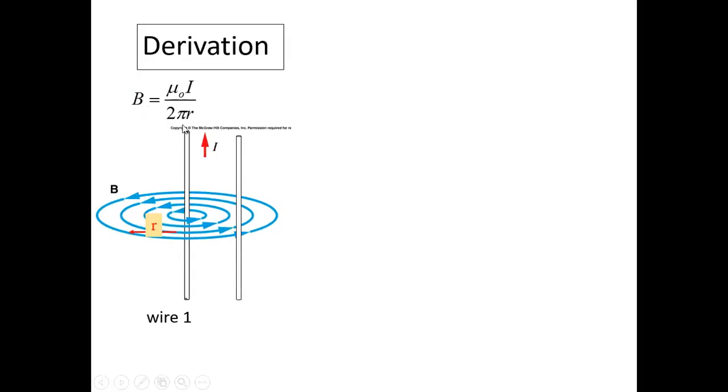Okay, so that conductor carrying a current I, the field is given by this formula. Right? R is the perpendicular distance. Now we place another conductor there. Wire 2 or conductor 2.